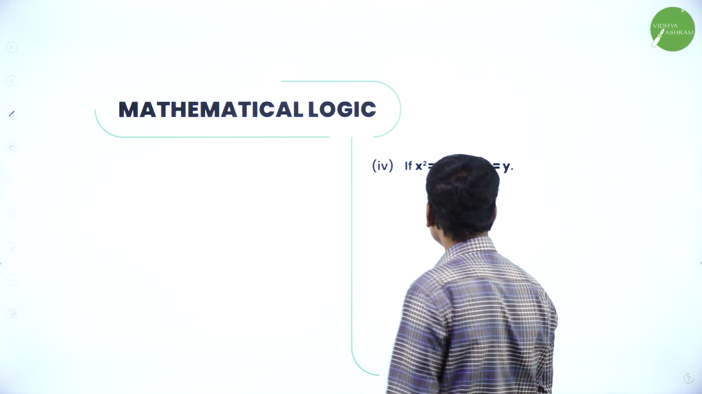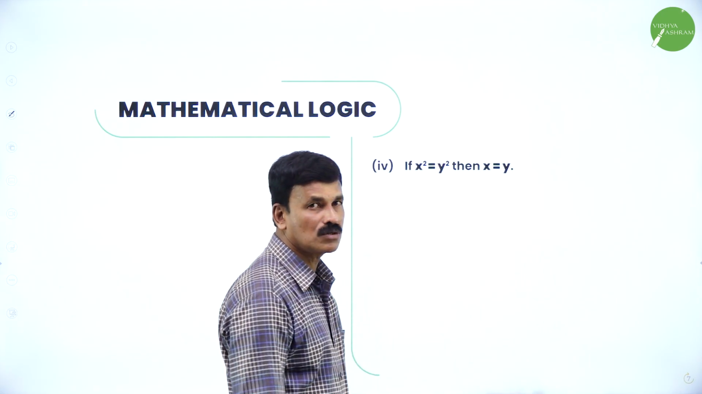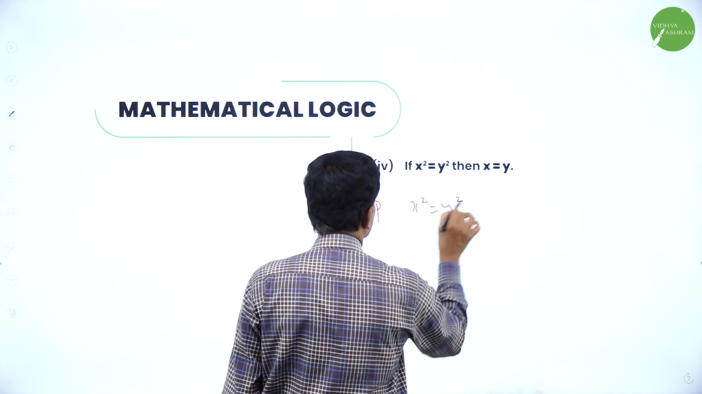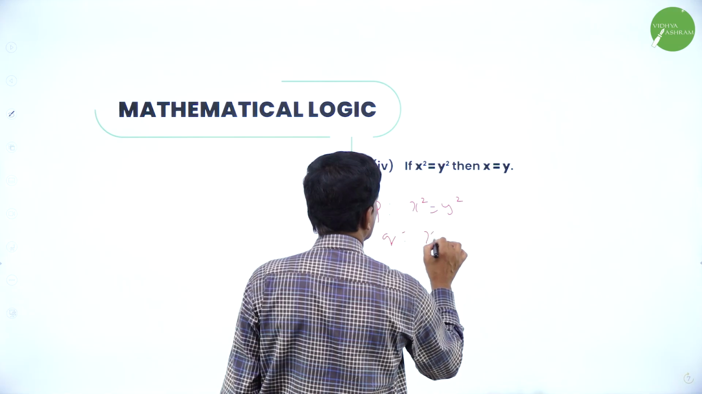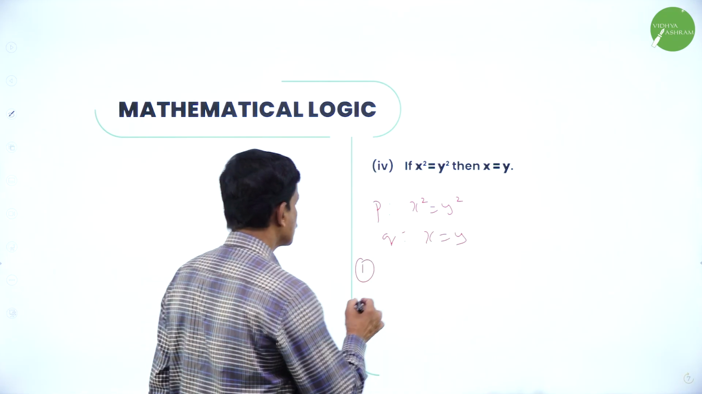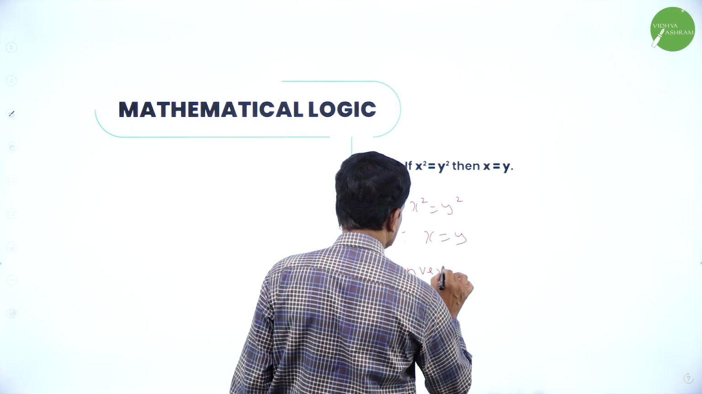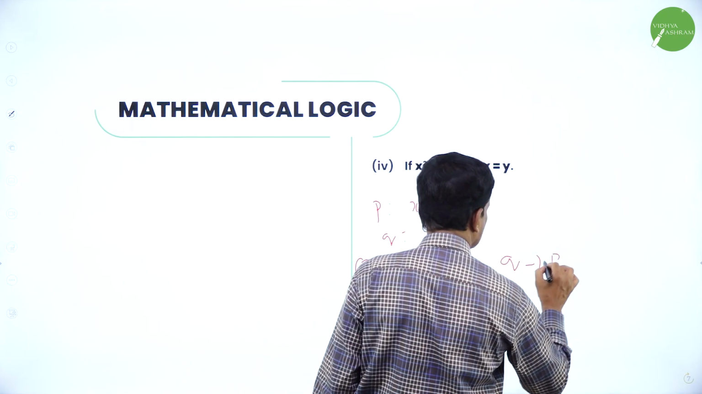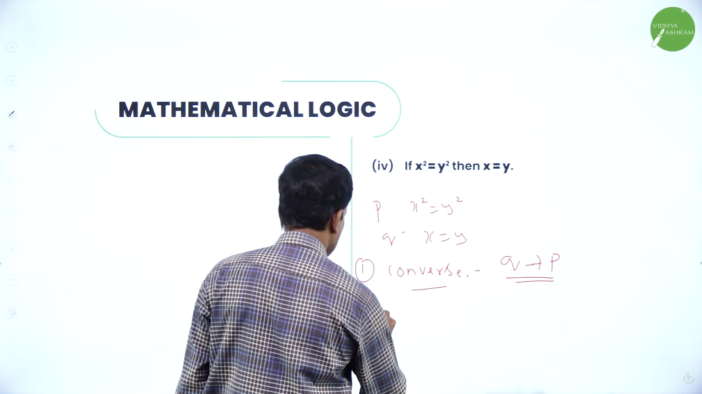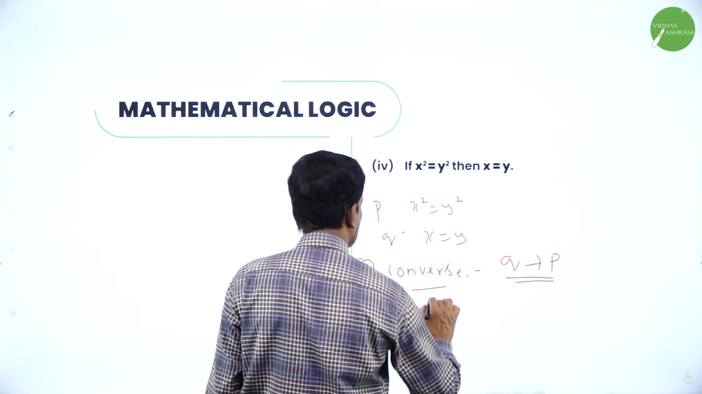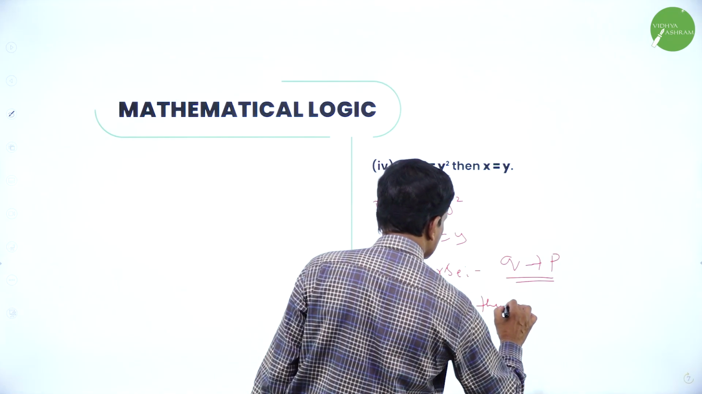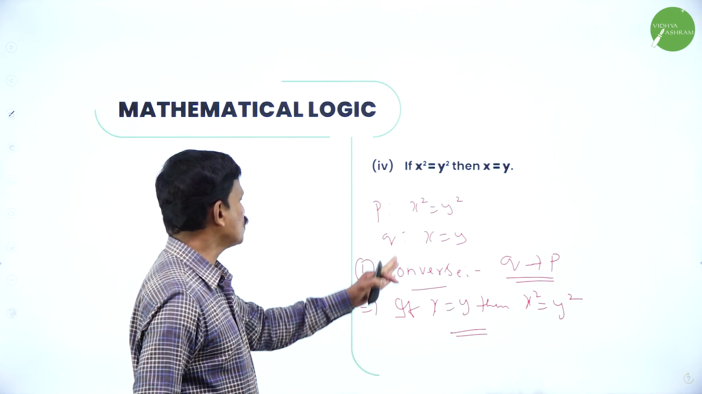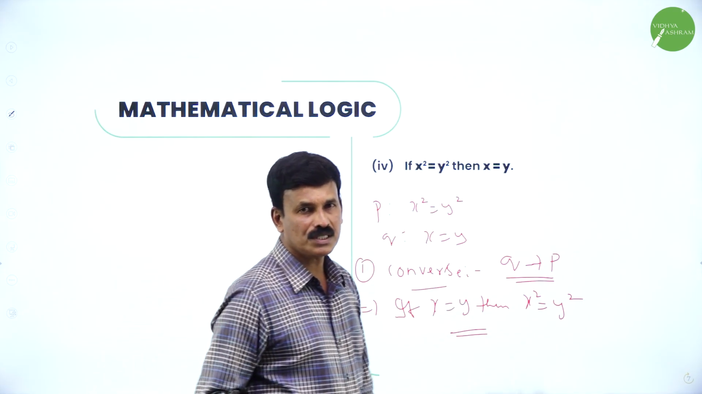Okay. Now let's move on to the next problem. If x square is equal to y square, then x is equal to y. Simple problem here. What is given? P: x square is equal to y square. What is Q? Q is nothing but x is equal to y. First one, converse. What is converse? Q conditional to P is the converse. If x is equal to y, then x square is equal to y square.